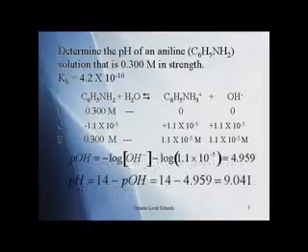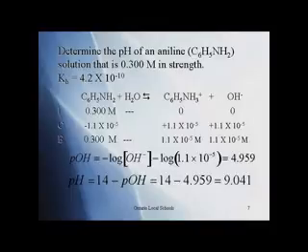Now that we have the pOH, we can find the pH, because we know that the pH plus the pOH will add to 14. So the pH would be equal to 14 minus the pOH, meaning 14 minus 4.959 gives us a pH of 9.041.